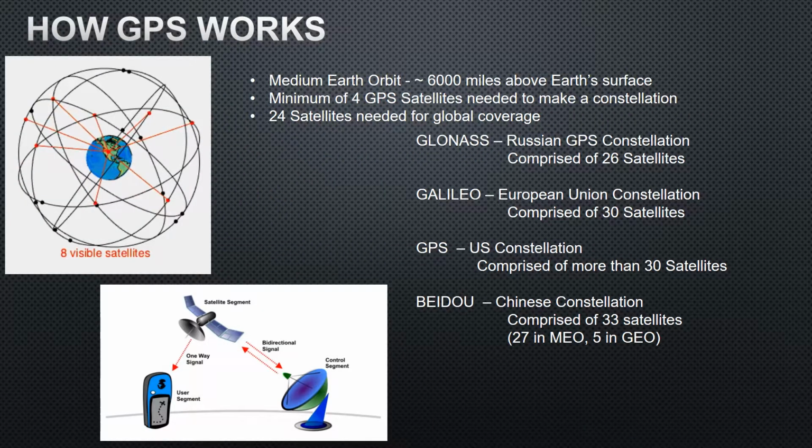So how does GPS work? Well, GPS satellites are in a medium Earth orbit, which according to our text is roughly 6,000 miles above the Earth's surface. There's a minimum of 4 GPS satellites needed to make a constellation.